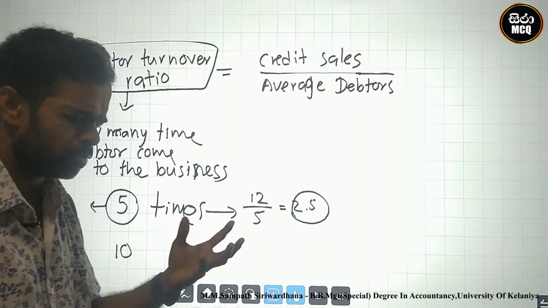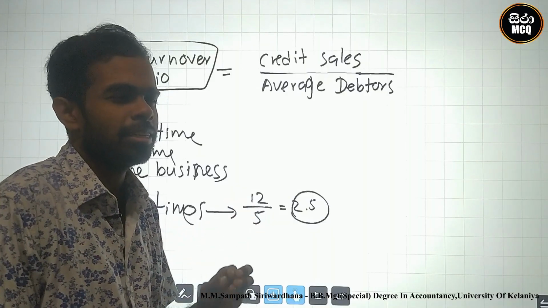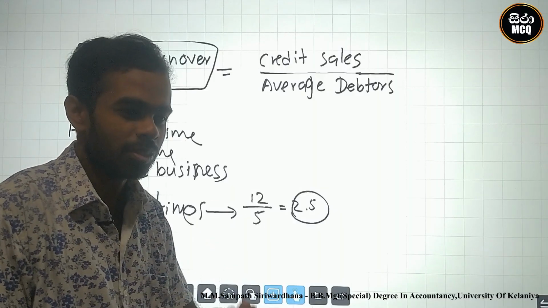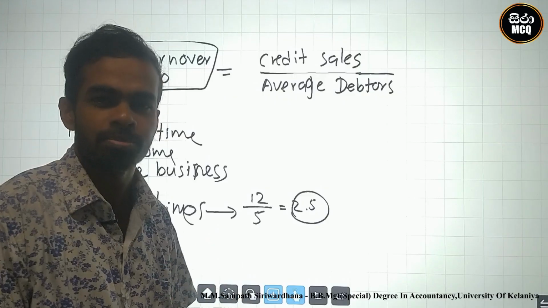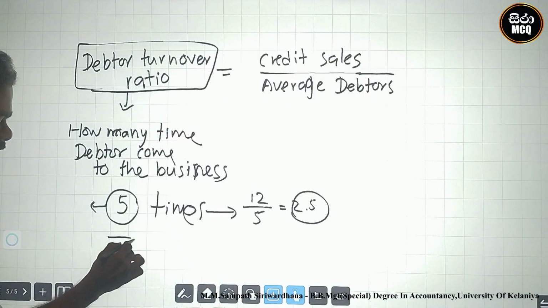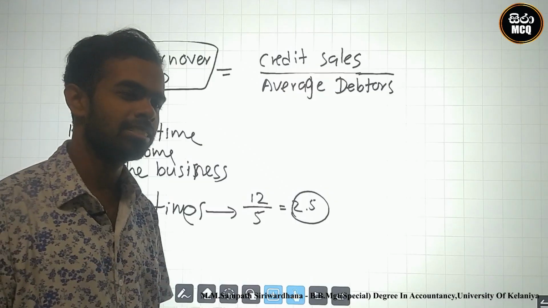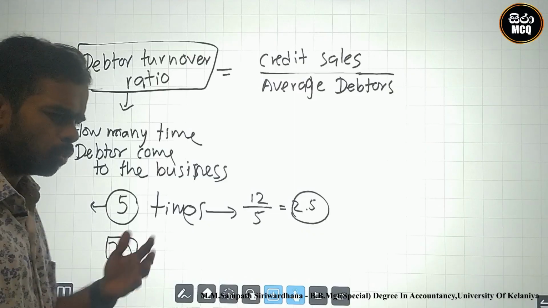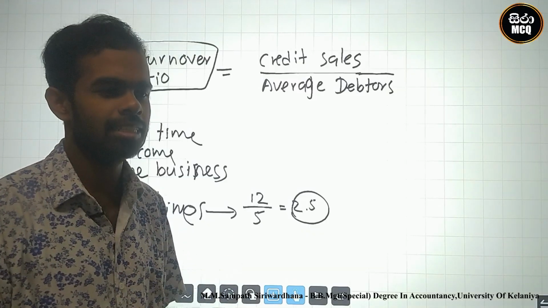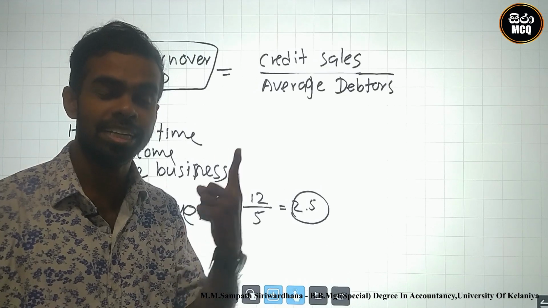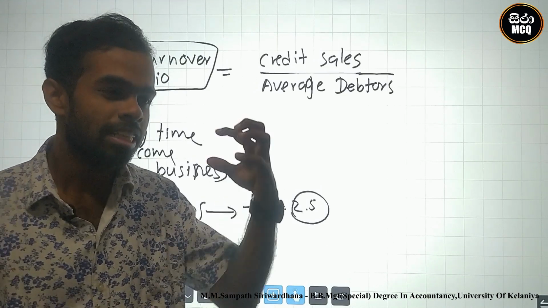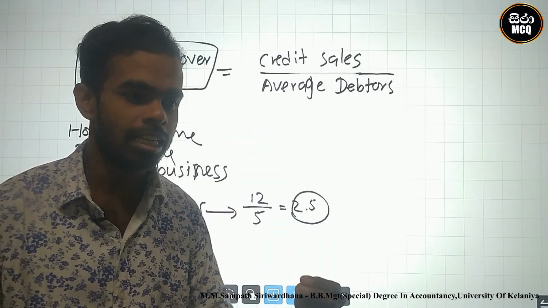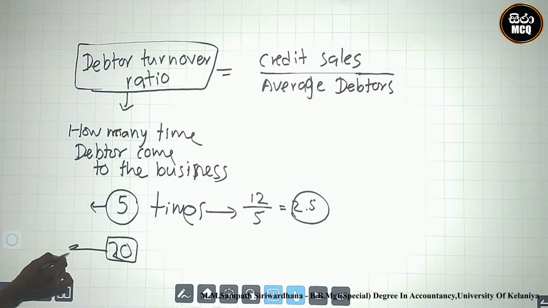Only 5 times means he does not come to the business often, and if he does not come, he does not make payments to us. Therefore 10 times means he comes to the business again and again. Say 20 times, again and again. When he comes to the business we can collect the cash. At that point cash collection is efficient, and cash is collected immediately.